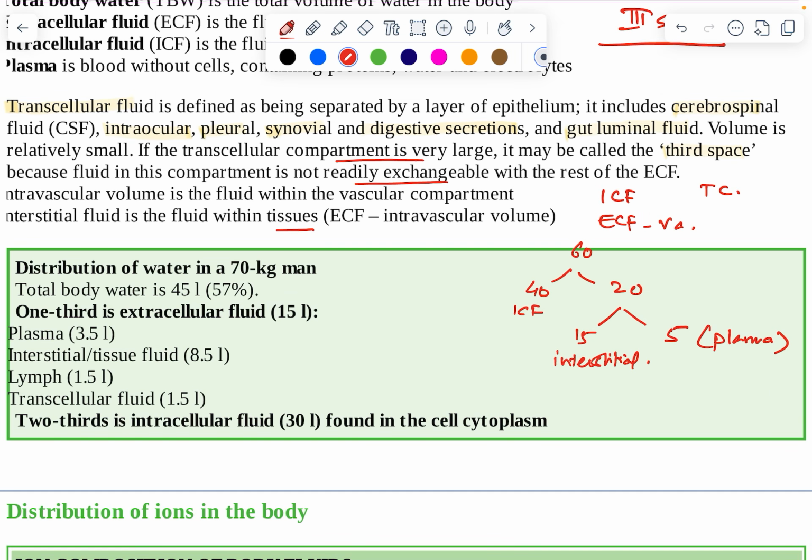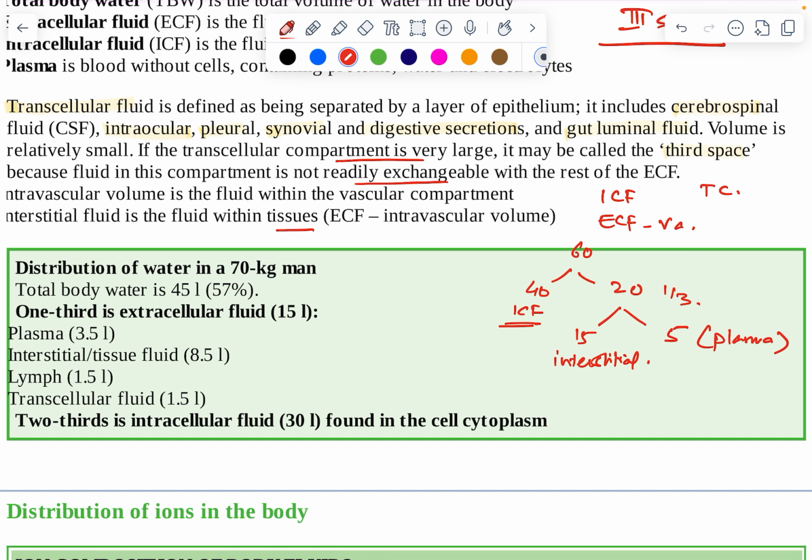Total body water, in a 70 kg man, water is 45 kg, that is 60%. So one third is extracellular, roughly 15%, out of which about 5% is plasma, and interstitial fluid and lymph are there. Interstitial fluid is again divided into lymph and plasma, plus transcellular fluid. Two thirds is intracellular, this is ICF, and one third is extracellular.